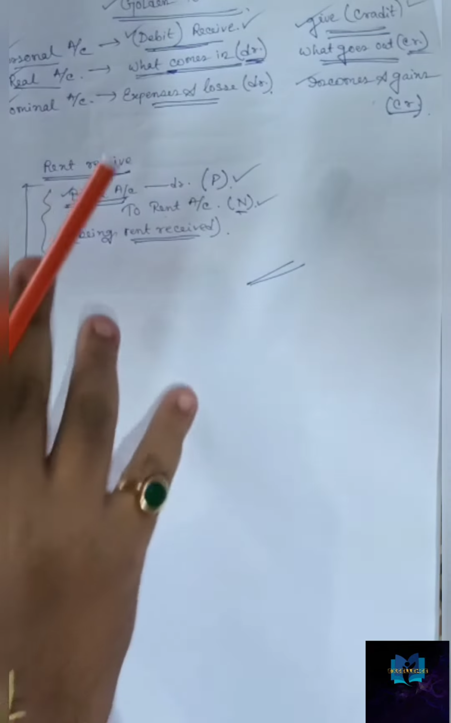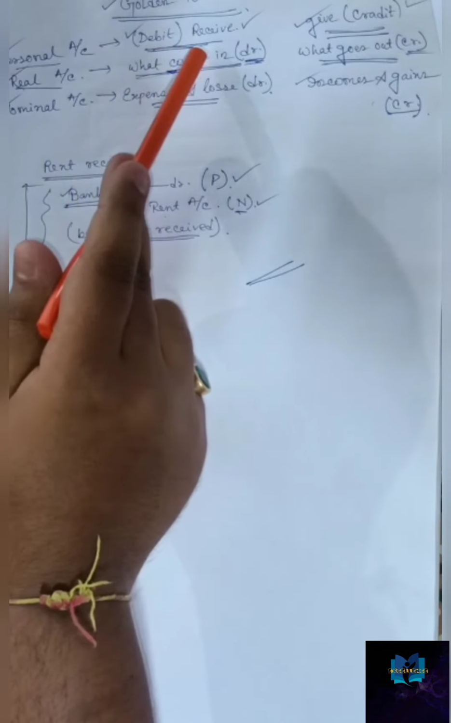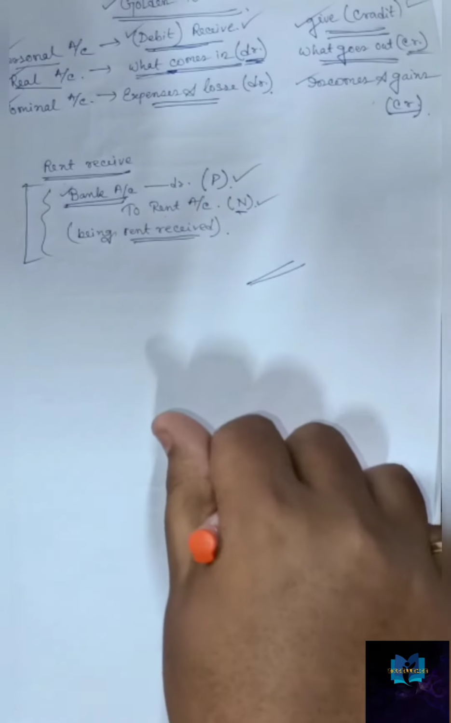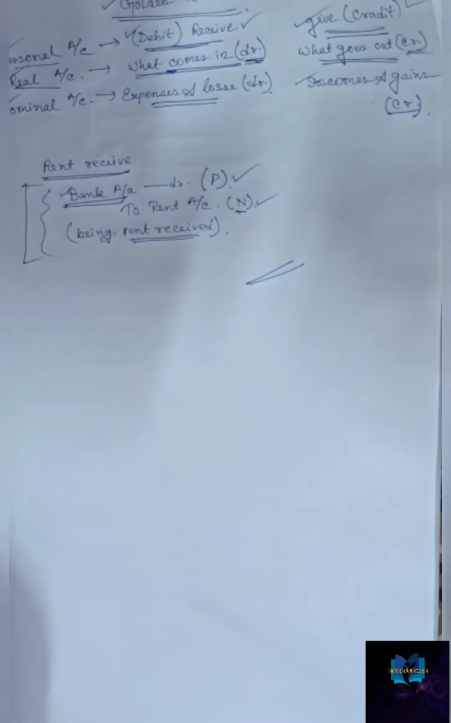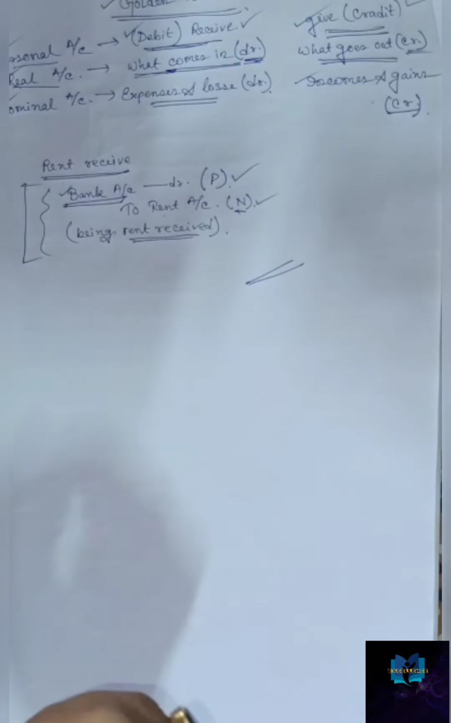In golden rules there are personal accounts. I have prepared all these formats before. In personal account, what we receive is in debit, what we give is in credit. In real account, what comes in is debit, what goes out is credit. In nominal account it is the reverse of all the accounts. Expenses and losses are in debit, incomes and gains are in credit.